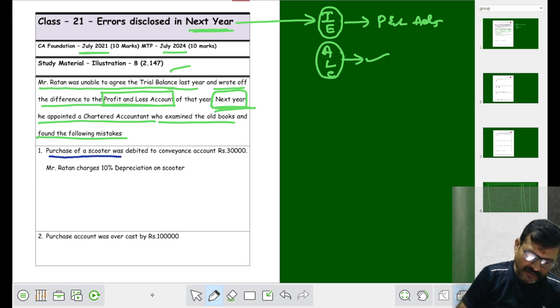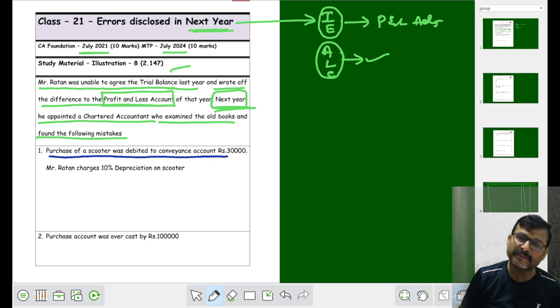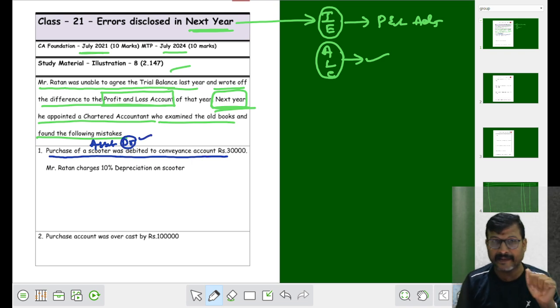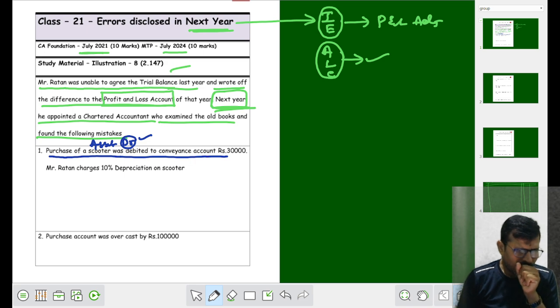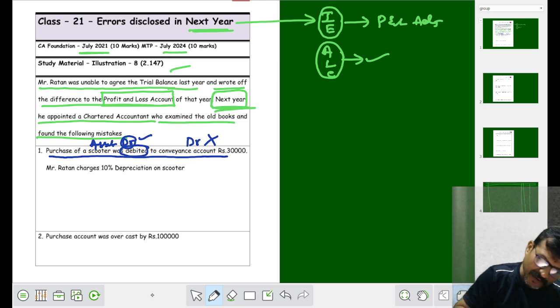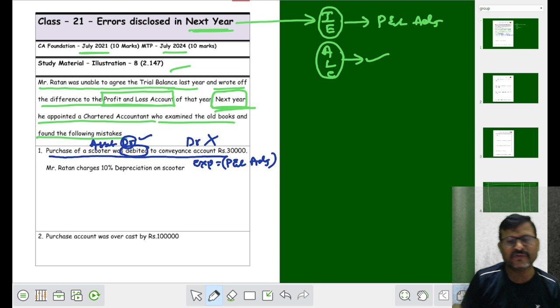Purchase of scooter was debited to conveyance account. See, when you purchase a scooter, scooter is what? Asset. Asset is to be what? Debited. A correct debit, right? But what he has done? He had debited to the conveyance account. Then what debit is it? Wrong debit. Right? Conveyance means what? Expenses. In the place of expenses, what we have to use? We have to use P&L adjustment account.